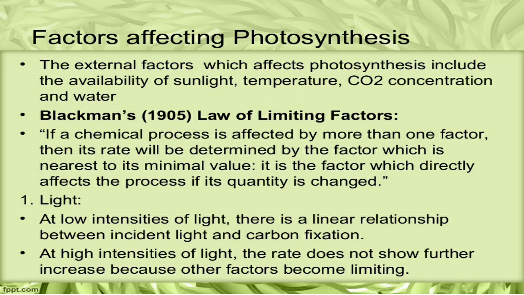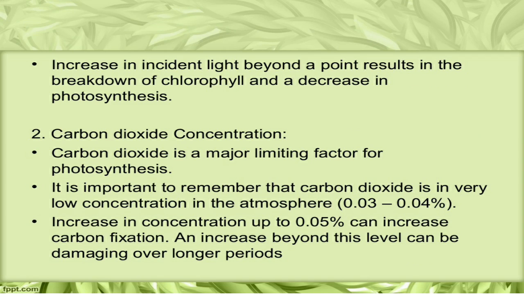The first factor is light. At low intensity of light, there is a linear relationship between the incident light and carbon fixation. At higher intensity of light, the rate does not show further increase because other factors become limiting factors. Increase in incident light beyond a point results in the breakdown of chlorophyll and a decrease in photosynthesis.